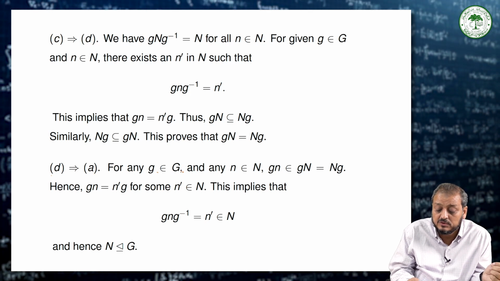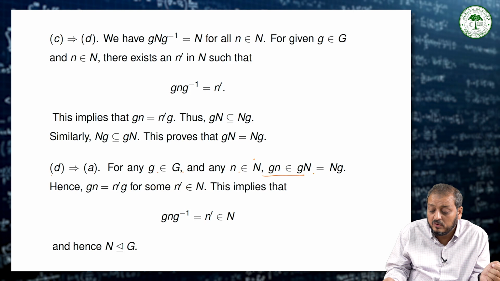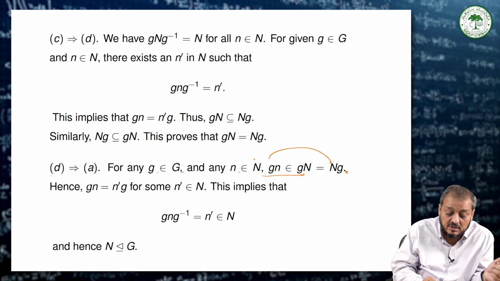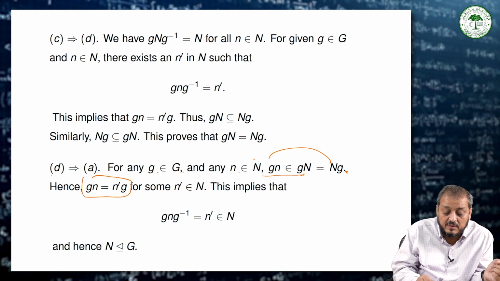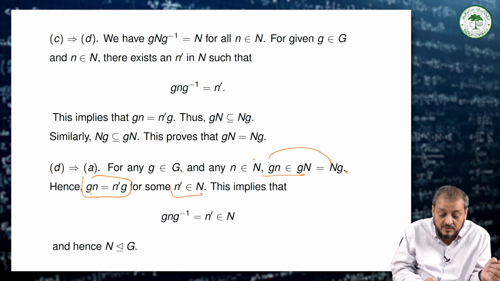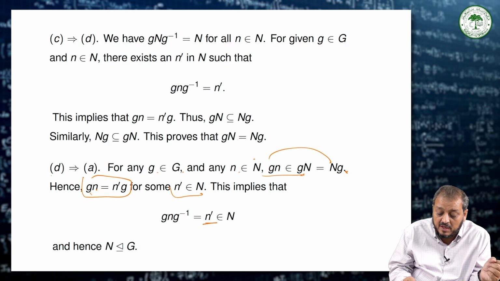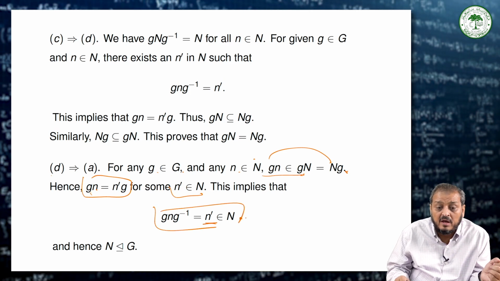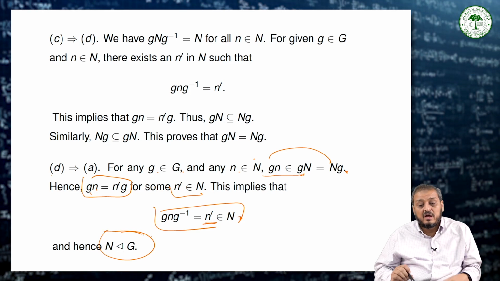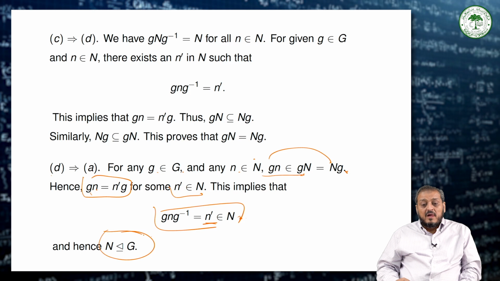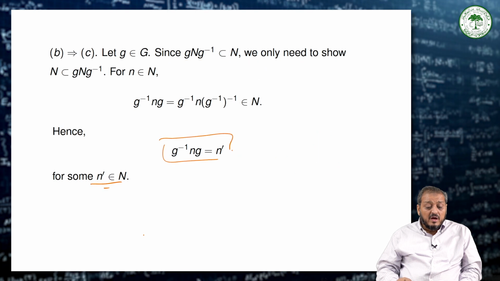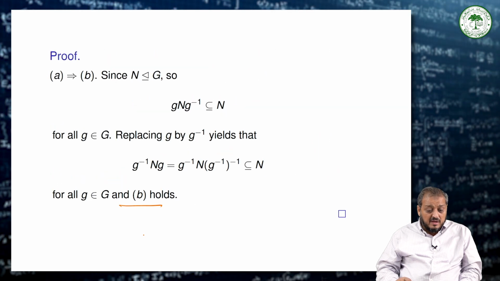For any g belongs to G, n belongs to N, gn belongs to gN, and gN is the same as Ng. So gn is an element of Ng, and gn is equal to n'g, and some n' is equal to this. This implies that gng⁻¹ is equal to n', and this is in N. This means we can say that if gng⁻¹ is in N, then N is a normal subgroup of G in this form.